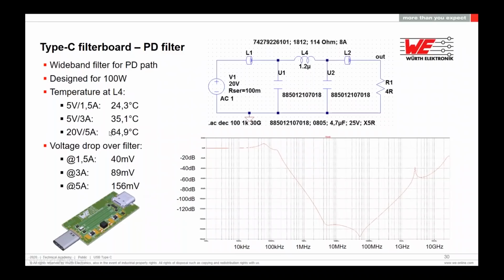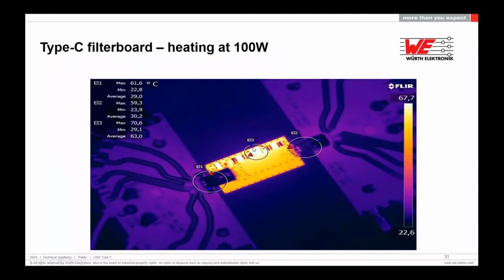The temperature is around 65 degrees maximum at the power choke, and your voltage drop is around 115 millivolts, which is also not critical. You see here the thermal image, and of course the inductor is the hottest point. It's the part with the highest RDC. Therefore, if you spend a little bit bigger component size, then you get lower RDC and the temperature is also lower. But 65 degrees at maximum is not critical at room temperature.